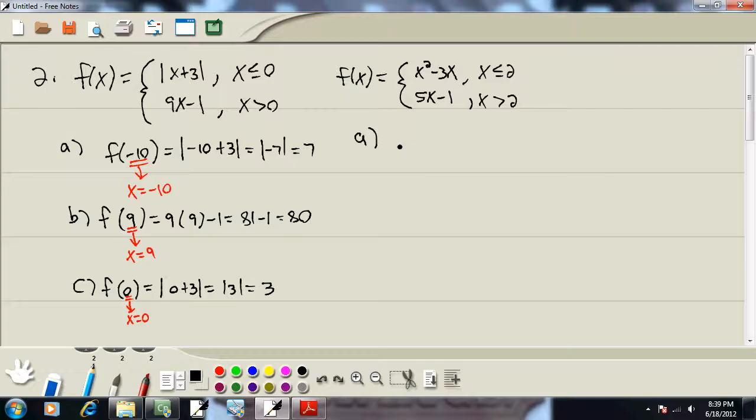Our first one is f of 8. Again, I look at the number inside the parentheses, which is your x. So they're telling you x is equal to 8, and we'll compare it against our conditions. Is 8 less than or equal to 2, or is 8 greater than 2? Well, 8 is greater than 2, so we'll plug it into our second piece. So we've got 5 times 8 minus 1, which gives us 40 minus 1, or 39.